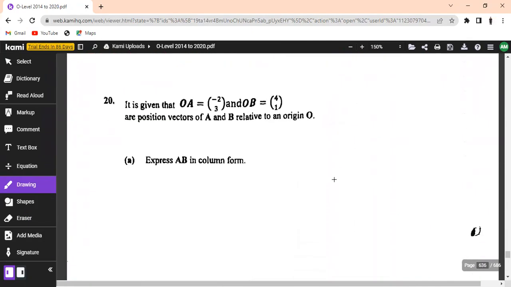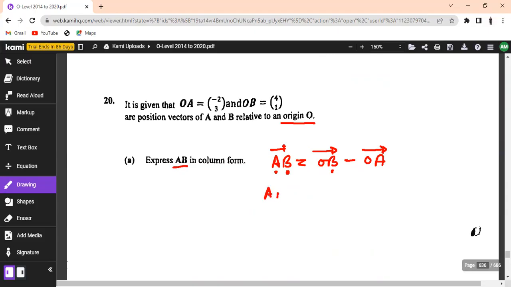Okay, number 20. It is given that vector OA and vector OB are position vectors relative to O, which is the origin. Express vector AB as a column vector. As we know, vector AB is going to be vector OB minus vector OA. Remember from vectors, I explained this: you work with the last vector, which is B, minus the first vector, which is A.